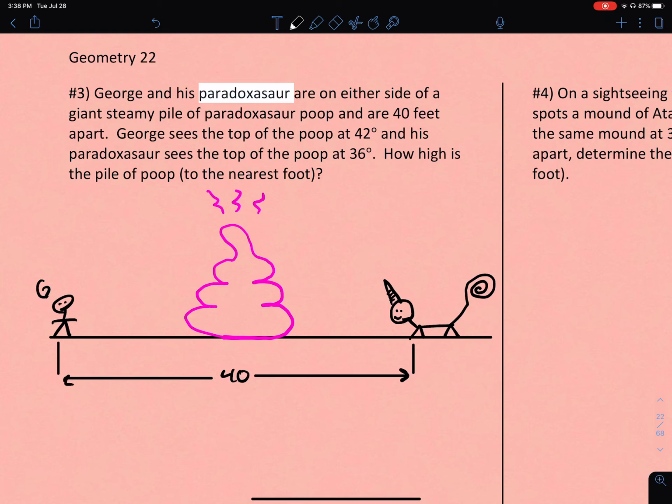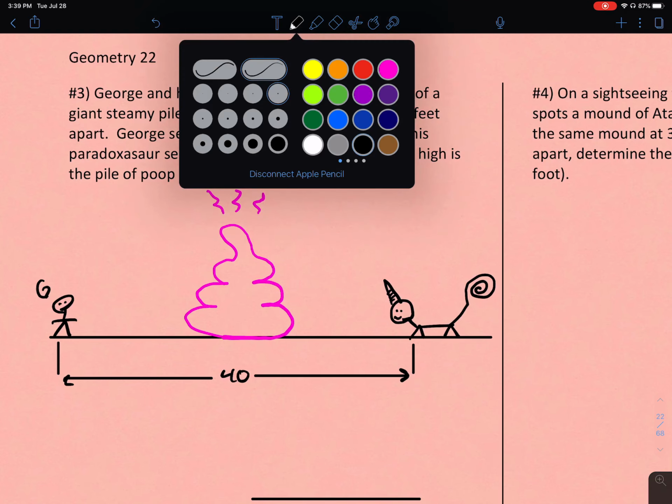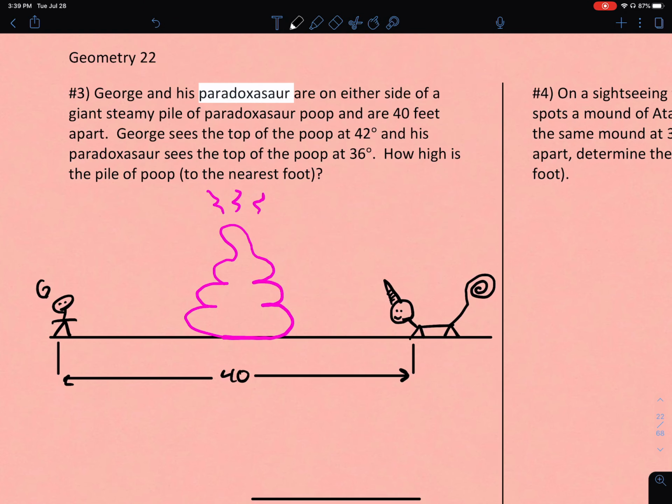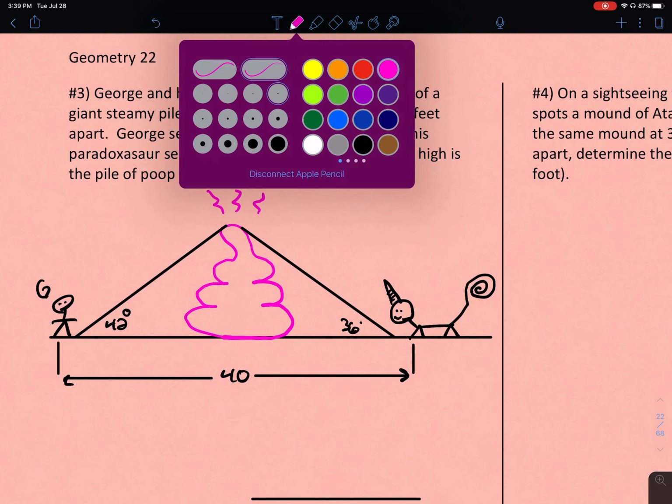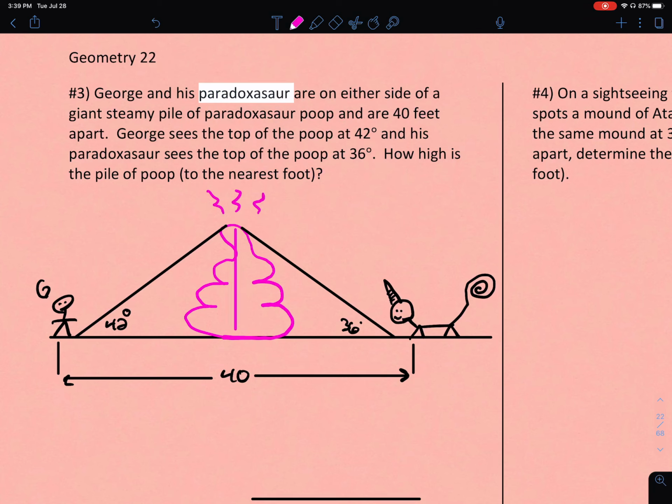Alrighty. George sees the top of the poop at 42 degrees. Doesn't say what the height of his eyes are, so we're just going to draw it and ignore his height. Paradoxosaur sees it at 36 degrees. How high is the pile of poop to the nearest foot? So let's call the height here y.